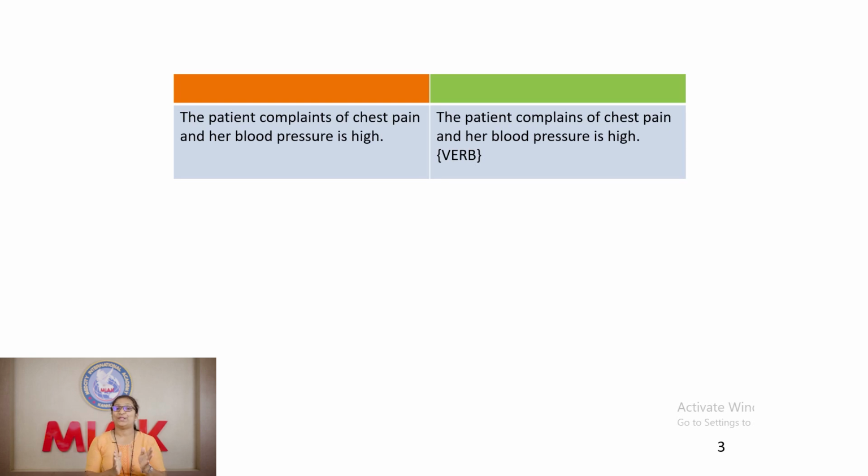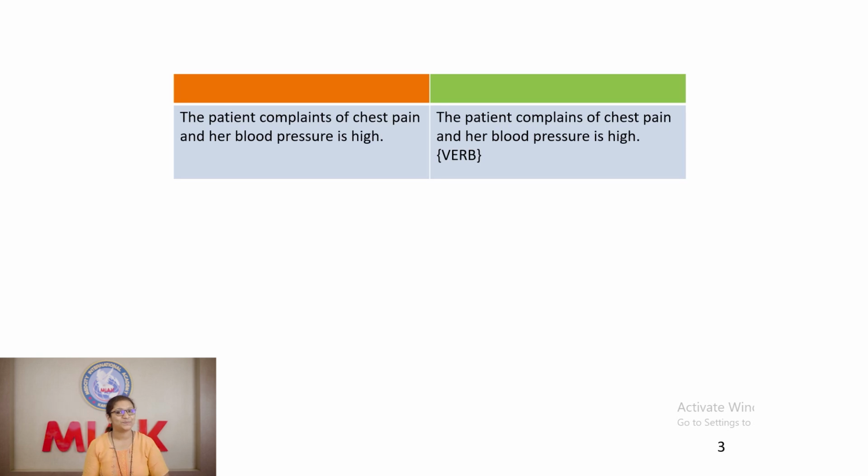Okay. You can see two sets of sentences here. Cheri difference aanu ee rendu sentence lulle. One, I have used the verb complain, and in the other, the noun form, which is complained. Which is the right usage in this particular sentence? The first one reads, the patient complains with a T of chest pain and her blood pressure is high. The second sentence reads, the patient complains of chest pain and her blood pressure is high. One of it is correct and the other is incorrect.